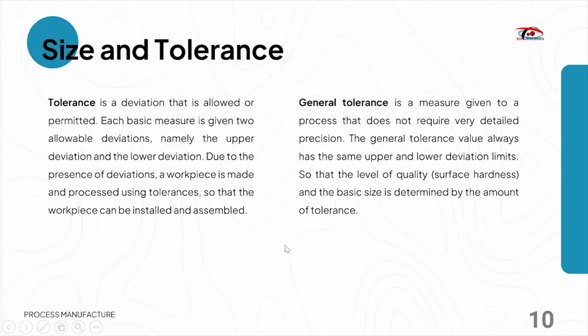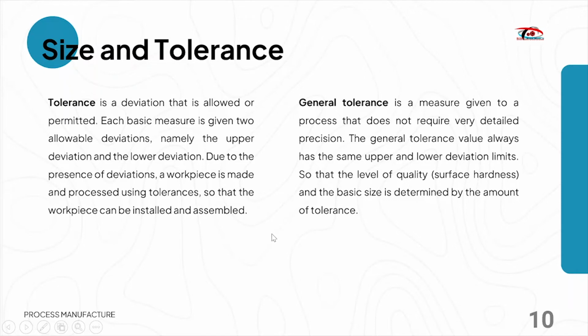Okay, after that we will discuss size and tolerance. Tolerance is a deviation that is allowed or permitted. Each basic measure is given two allowable deviations, namely the upper deviation and the lower deviation. Due to the presence of the deviations, a workpiece is made and processed using tolerance so that the workpiece can be installed and assembled.